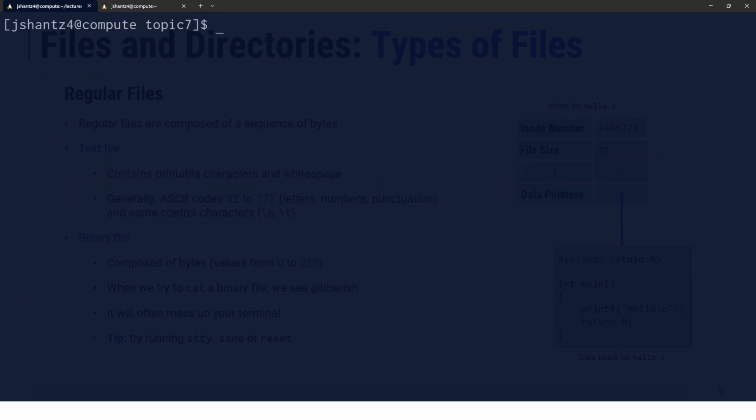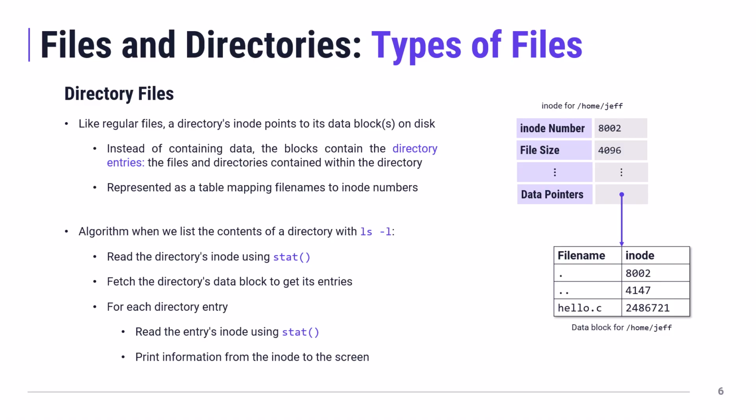But if that happens to you, you start typing after catting a binary file and you just see gibberish, you can either type stty sane, that might fix it for you, or you can type reset, and that should fix the problem for you. And if it doesn't, you just close your terminal and you SSH back in.